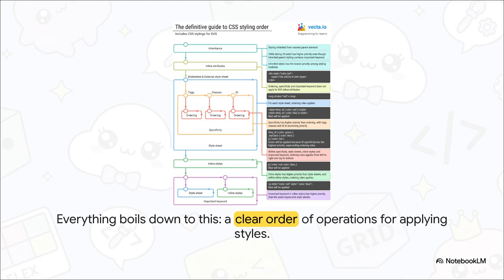Now, this flowchart might look a little intense at first glance, but it's really just the browser's playbook. This is the exact decision-making process it follows every single time. And it really just boils down to a simple hierarchy for sorting out style conflicts. First, it considers inheritance, then it looks at specificity, and finally, it falls back on the source order.